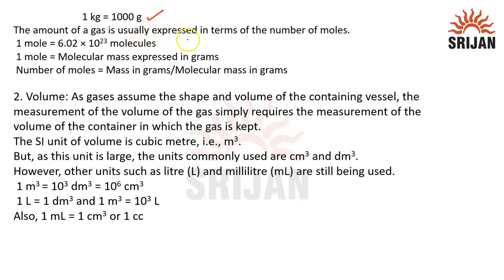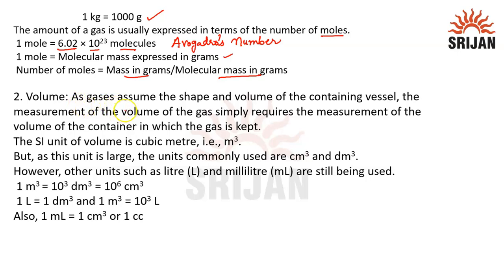The amount of gas is usually expressed in number of moles, where 1 mole is 6.022 × 10^23 molecules, which is known as Avogadro's number, and this is a fixed value. And 1 mole is equal to the molecular mass expressed in grams. So to calculate the number of moles, the formula is mass in grams divided by molecular mass in grams. The second variable that can be used to express the property of a gas is volume.